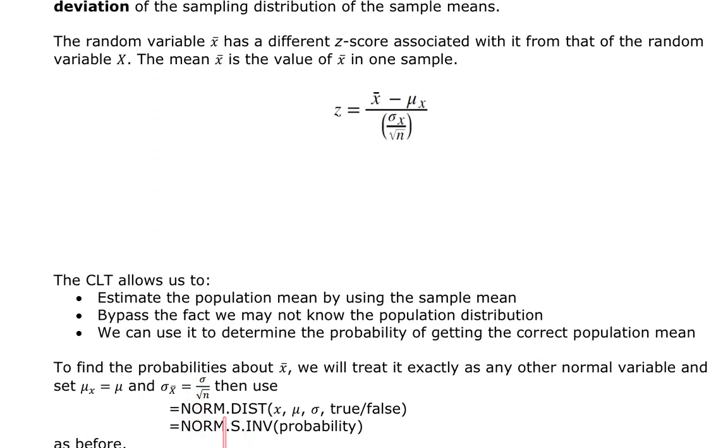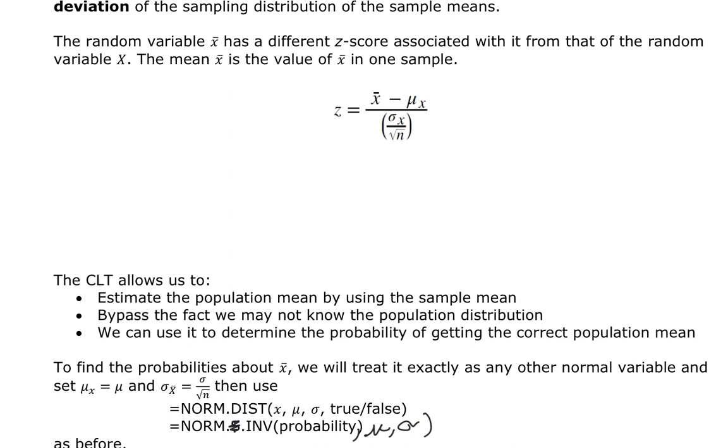And we're either going to be using the norm.dist or the norm.inv. So let me just show you that on that. Let me get rid of that. So if I'm using the norm.dist, then I don't find a z-score. I'm just going to say I've got this x, a mu, sigma, and I choose true or false. And then I do the norm.inv. Now I need more than just the probability. I'm going to need my mu and I'm going to need my sigma.